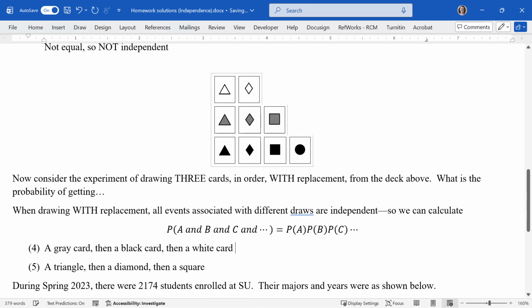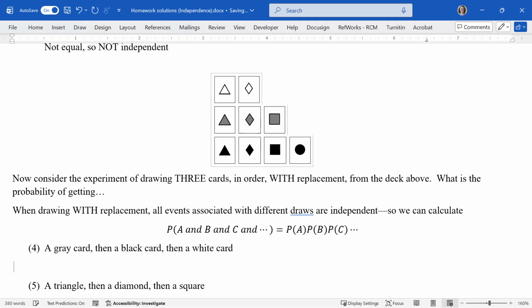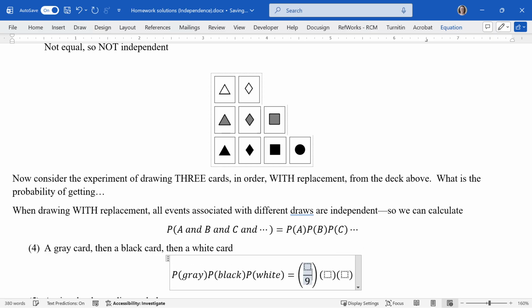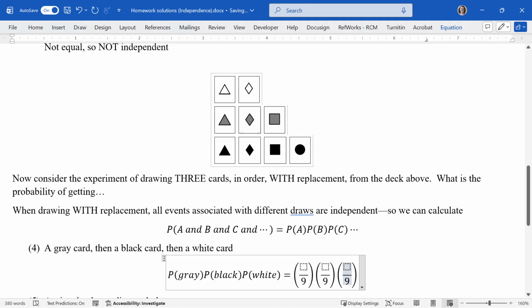Okay. So probability of drawing a gray card, then a black card, then a white card is just going to be probability of gray, probability of black, probability of white. And I'm putting them back every time, so it's going to be 3 fractions that are all out of 9, like this. Out of 9. Out of 9. Okay, so probability of drawing a gray card is 3 out of 9. Probability of drawing a black card is 4 out of 9. And probability of drawing a white card is 2 out of 9.